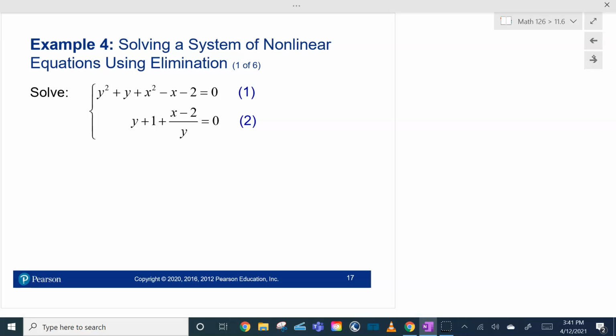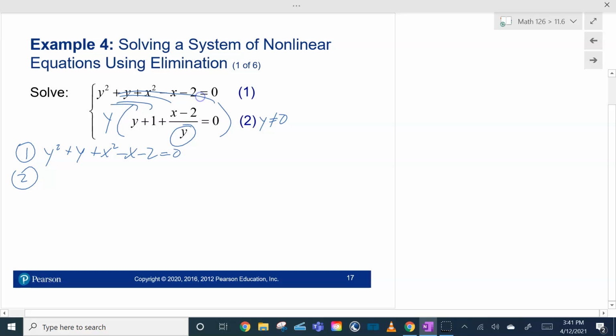The first thing I'm going to do before I start using elimination is get rid of this y. Notice, by the way, y cannot be 0 because of that equation. But I'm going to multiply this entire thing by y to get rid of the fraction. So equation 1 will stay the same, and equation 2 becomes, once I multiply it all through, y squared plus y. Notice it gets rid of that fraction, so I have just x minus 2. 0 times y is 0.